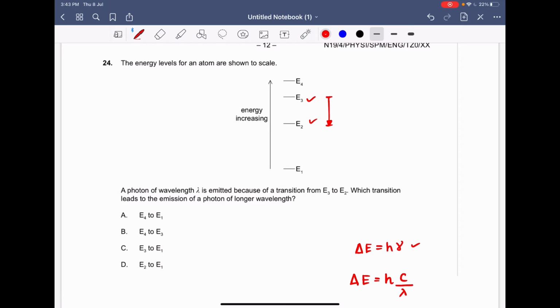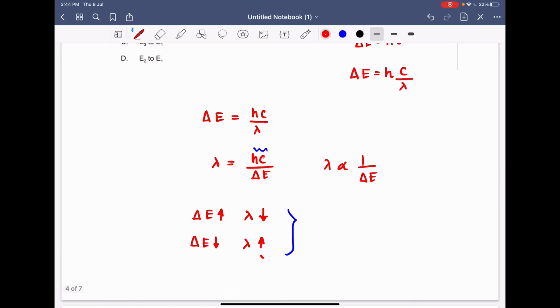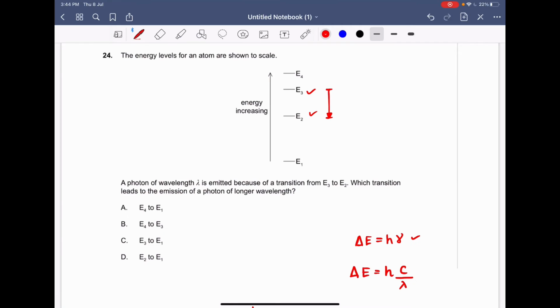Now we need to find out which transition leads to the emission of a photon of a longer wavelength, right? So for a longer wavelength what should happen? For a longer wavelength the energy difference should be less, right? The wavelength should be longer than the transition from E3 to E2. So for longer wavelength we need a shorter energy difference, right? That means the energy difference between the two states should be shorter than E3 to E2. Okay, so let us check the options.